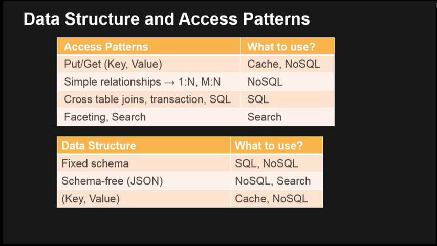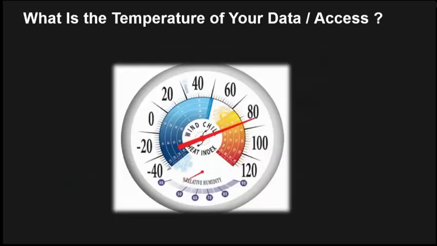And in terms of data structure, if you're dealing with a fixed schema, then SQL or NoSQL is the best place to put your data. If you're dealing with JSON, a schema-free data format, then most NoSQL systems support JSON as a first-class data type. So using a NoSQL or even a search engine would be the best place to put that data. And again, for a key-value scenario, either caches or NoSQL is the best place to put your data.